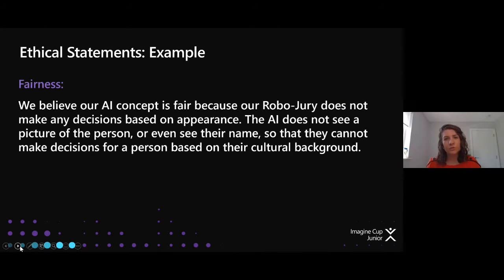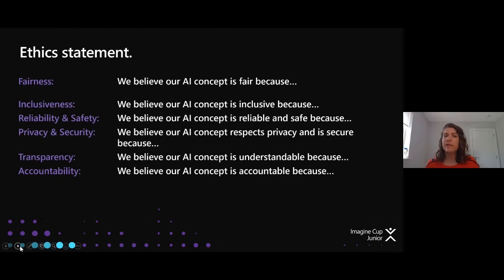So what you can do is, if you want to pause now, I'll leave that one up as well so you can have a read through that, but you can actually write your own. So we believe our AI concept is fair, we believe it's inclusive, and if you write them out, that might really help you shape what you want to include in your project submission.